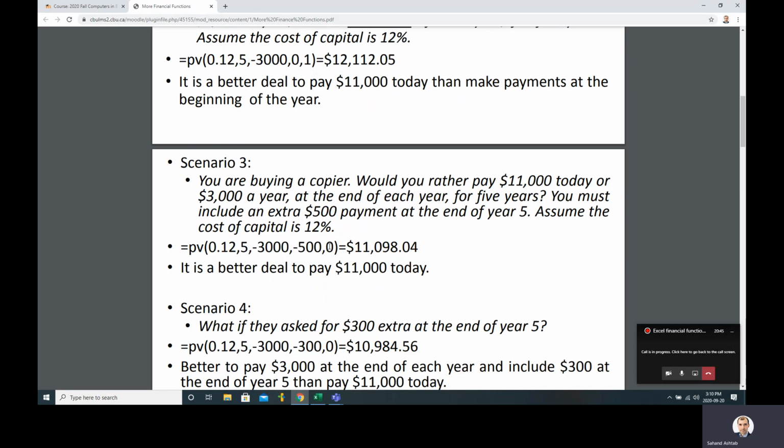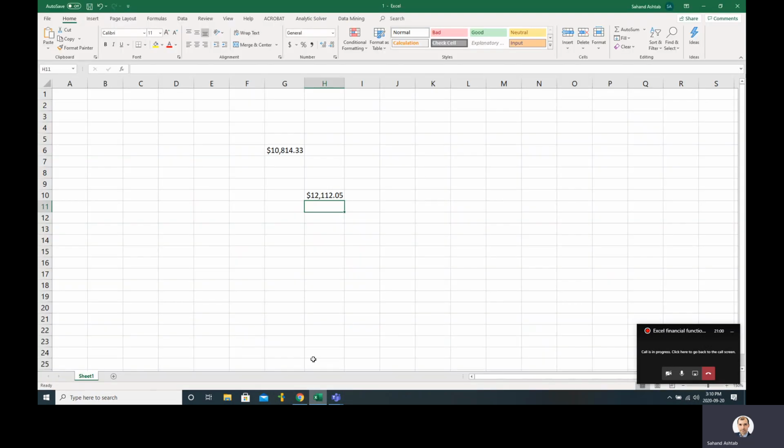And this one is type. The 5th argument is type. Type is 0 if we make payments at the end of the time unit. Type is 1 if we make the payments at the beginning of the time unit. In this case, it's end, so type goes in as 0. So let's just take that to Excel. So we have equal PV.